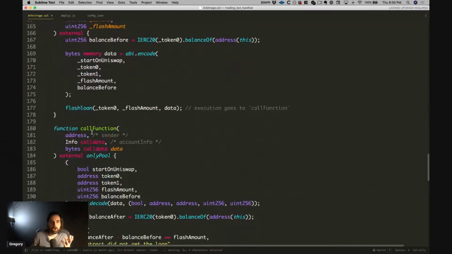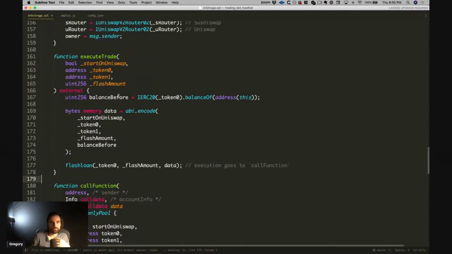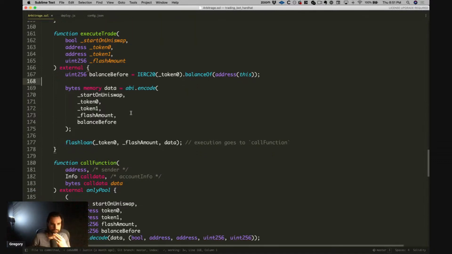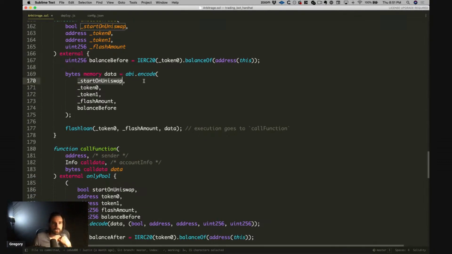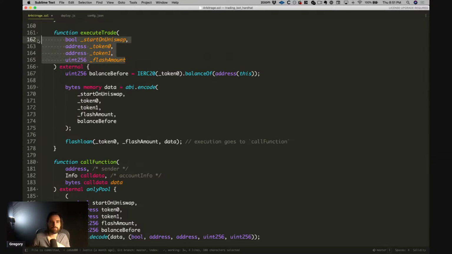And that's what's going to get called after you receive the flash loan. So let's go through the flow. Execute trade. So balance before, we keep track of the token balance that we're borrowing. So we take the IERC20 of token 0, then we're going to borrow balance of address this, the smart contract address. And then basically we ABI encode some data that we want to use when we're trading. So we basically just take all these variables and pass them down, plus this balance before, into this ABI encode data. And then we call flash loan.